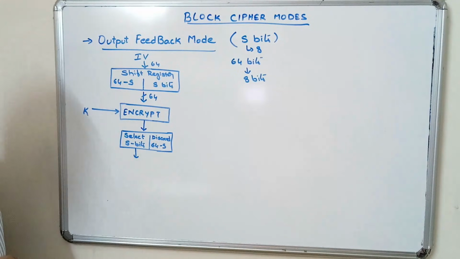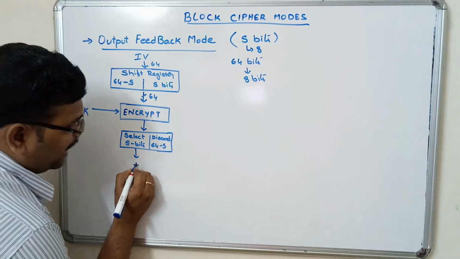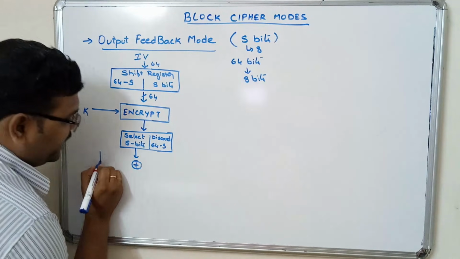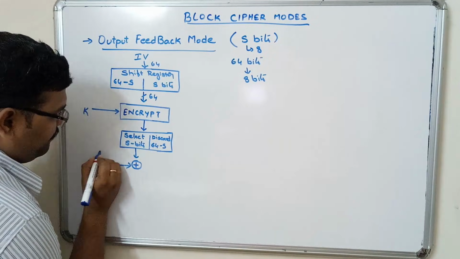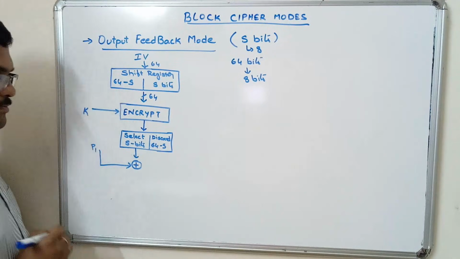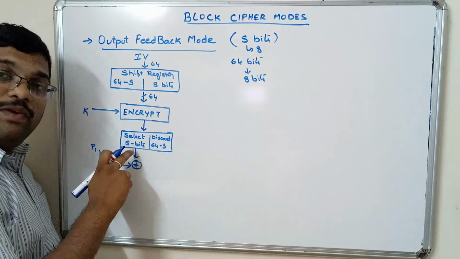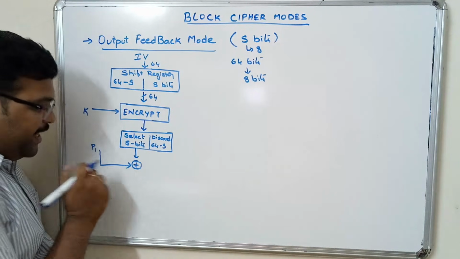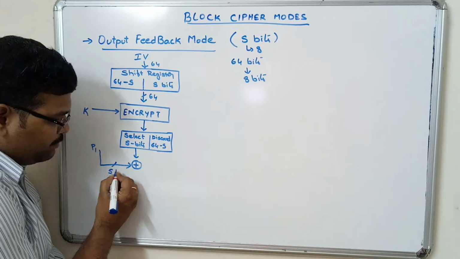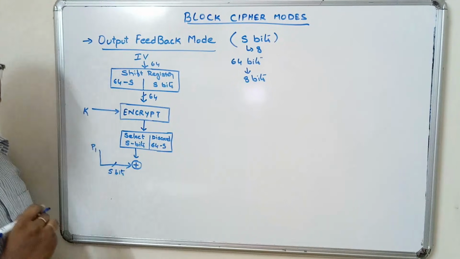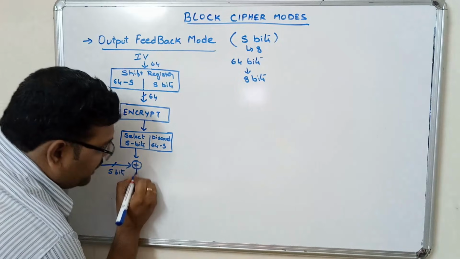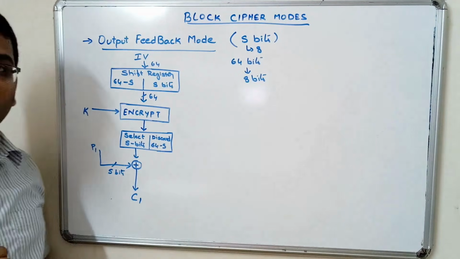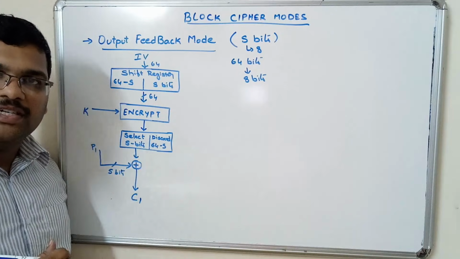Now consider this S bits. Apply the XOR operation with the plain text block P1. So here we are considering only S bits and we are applying the XOR operation. So the plain text must also be S bits, right? So that we will get the ciphertext 1. Hope you understood this operation.